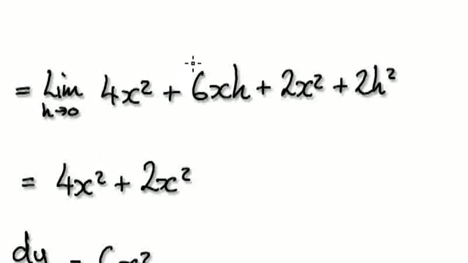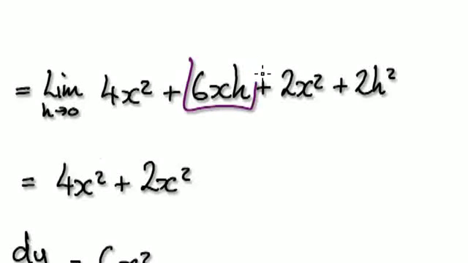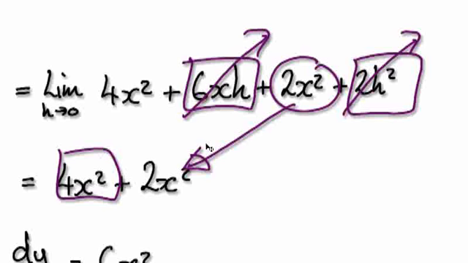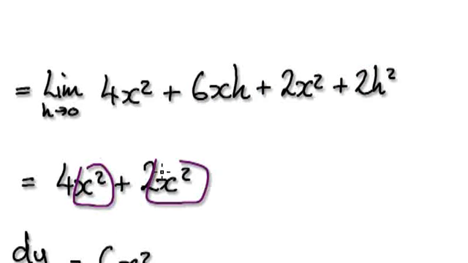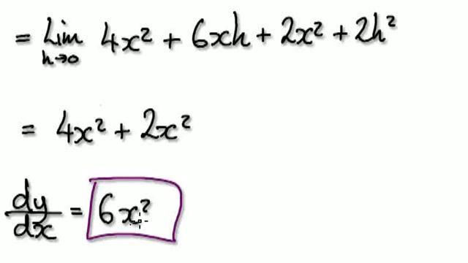You see, as h tends to 0, you've got 6x times h. As h tends to 0, consider this whole term here to disappear, and then this term here will also disappear, leaving you 4x squared plus this thing here. Now these two will simplify, giving you 6x squared. So dy by dx is 6x squared.